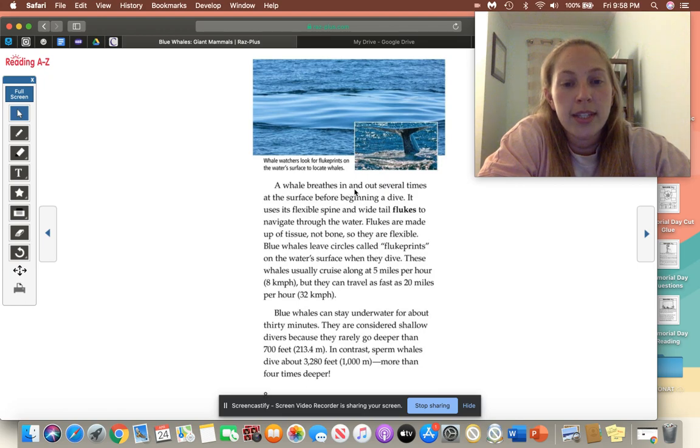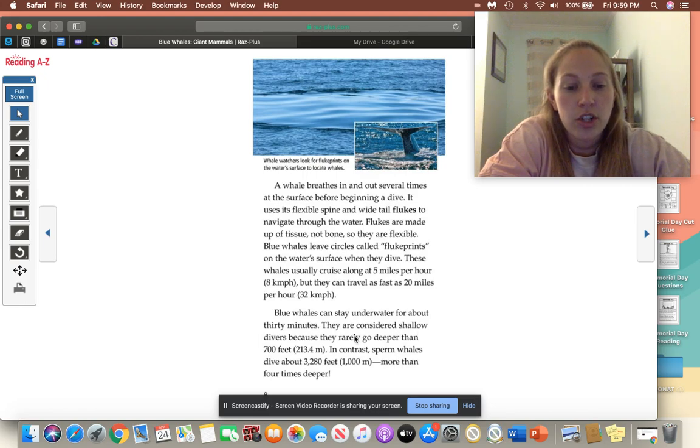A whale breathes in and out several times at the surface before beginning a dive. It uses its flexible spine and wide tail flukes to navigate through the water. Flukes are made up of tissue, not bone, so they are flexible. Blue whales leave circles called fluke prints on the water's surface when they dive. These whales usually cruise along at 5 miles per hour, but they can travel as fast as 20 miles per hour. Blue whales can stay underwater for about 30 minutes.